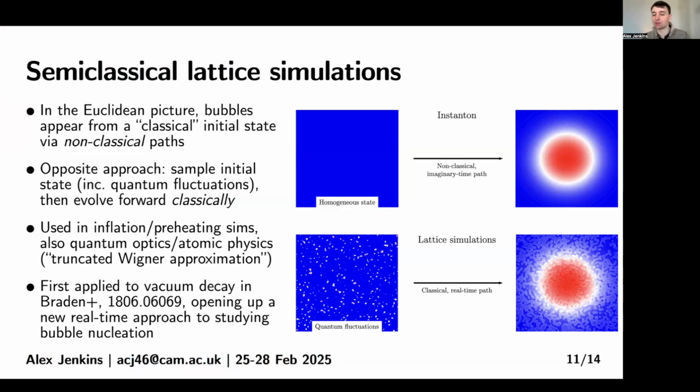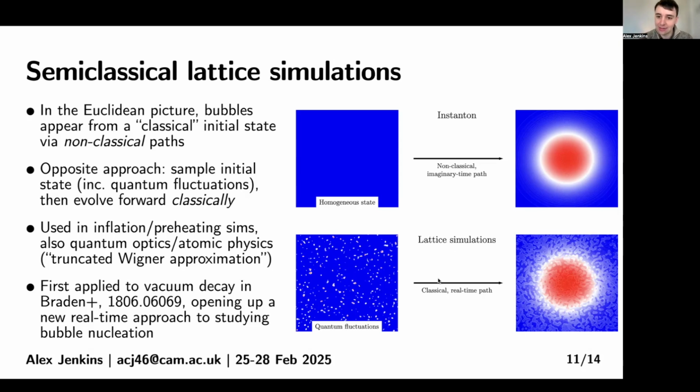In a sense, this is the opposite of the Euclidean approach, in which you start with a classical state, if you like, just a uniform homogeneous state in which you ignore the fluctuations in the field. And then your field takes a very non-classical path, in imaginary time, and you end up with a bubble. And this trajectory is called an instanton.